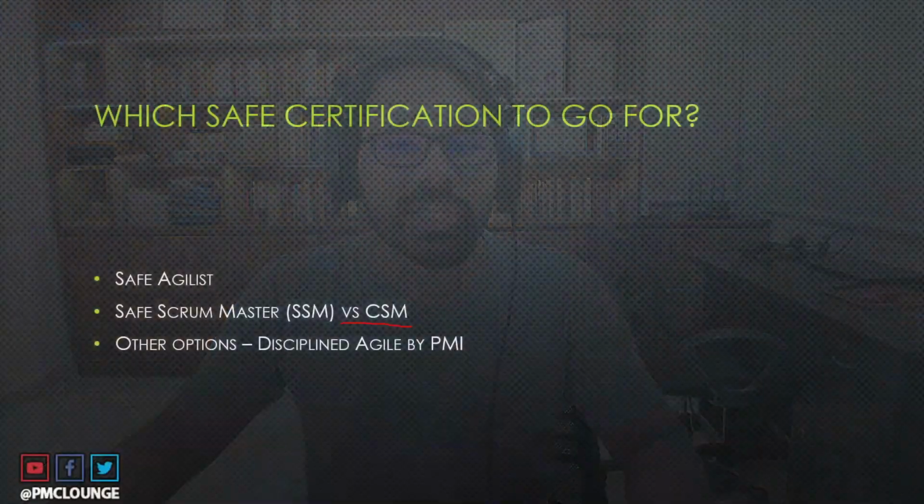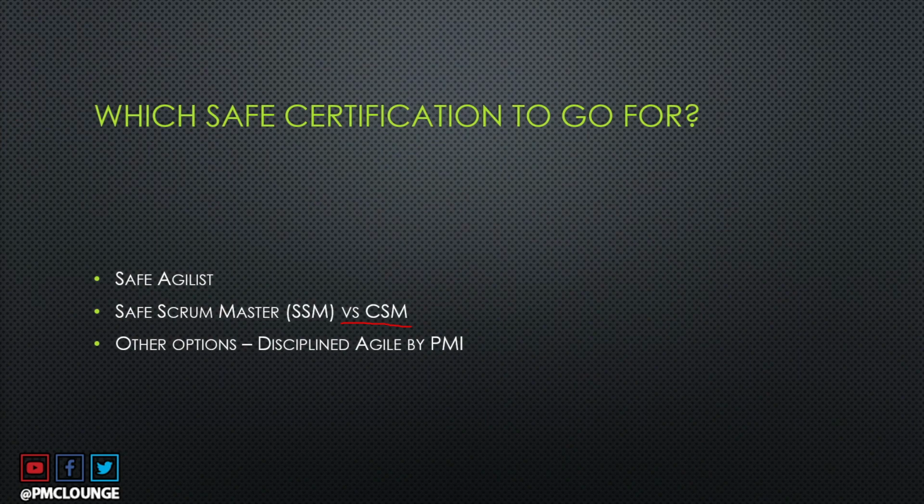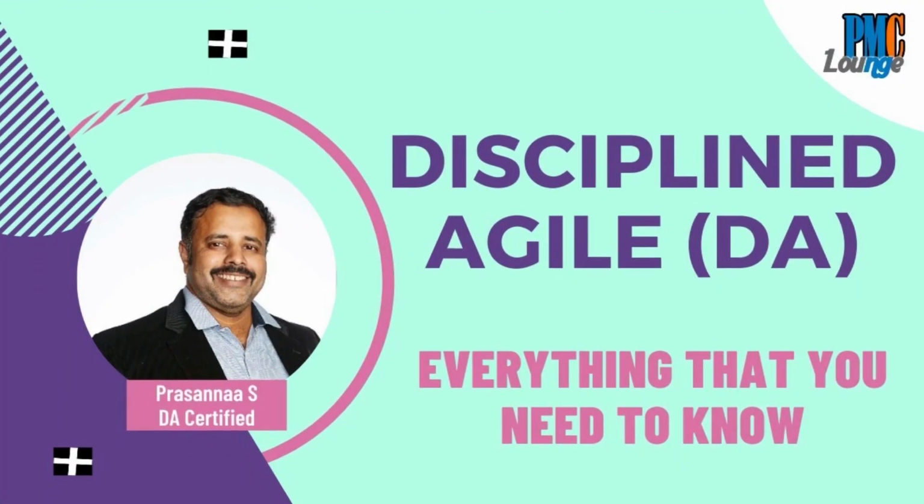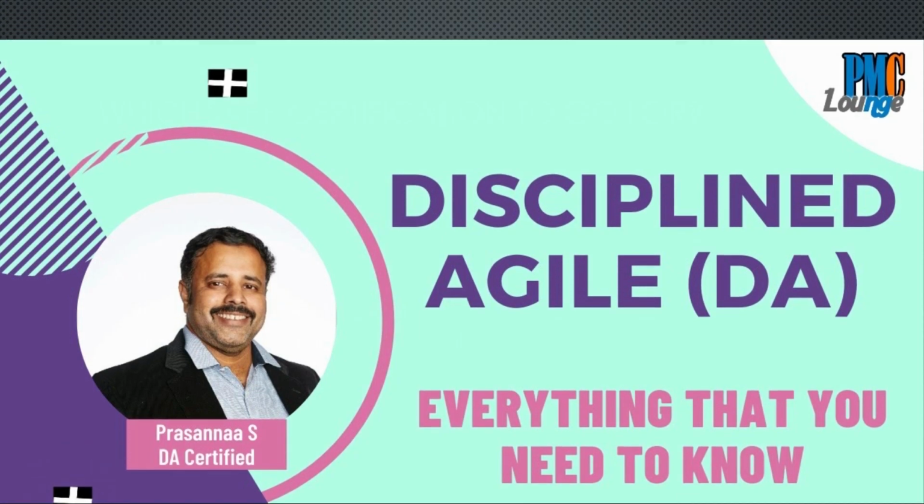And obviously there's a lot of overlap between the two certifications as well. So I wouldn't mind getting both of them if I am really a Scrum Master and if my organization is trying to move into Scaled Agile. So having both won't hurt either. Finally, are there other options? There are. Disciplined Agile is another certification that has been introduced by PMI. Check out the link in the description if you want to know more about Disciplined Agile.